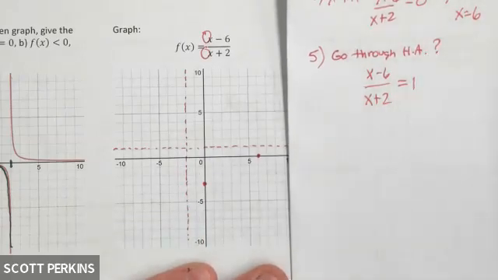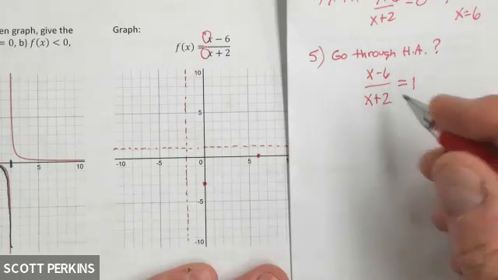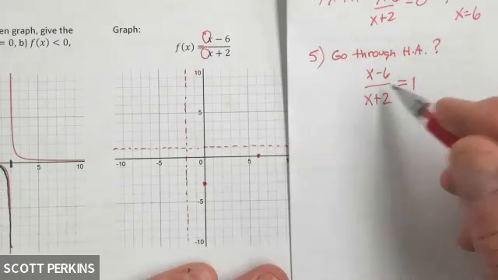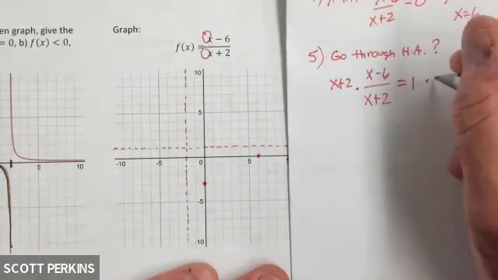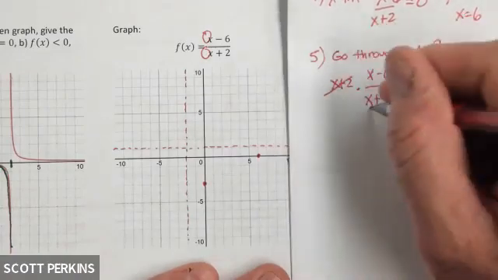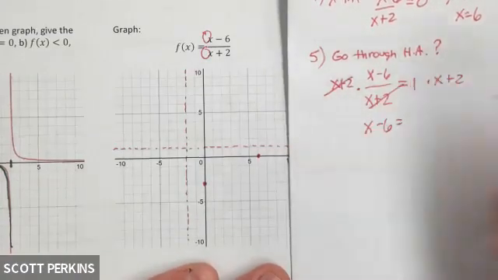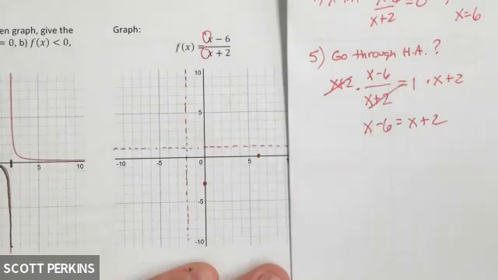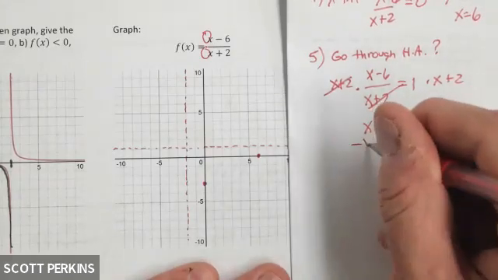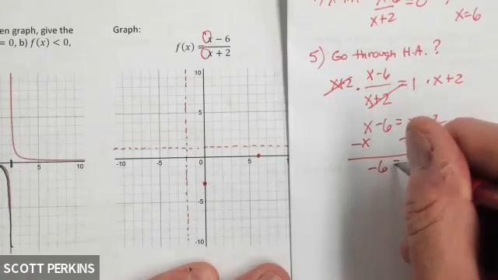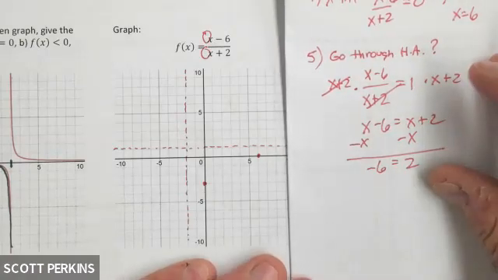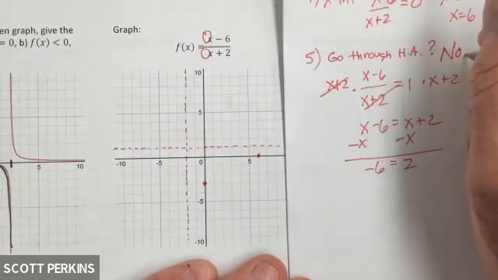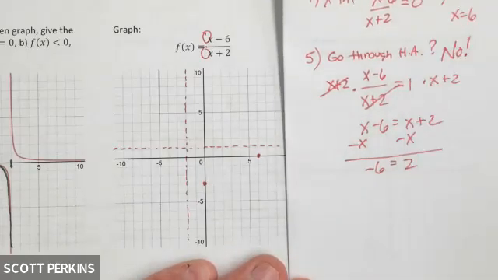So this is what we started off today talking about. In fact, we set this equal to -1 earlier. So I'm just going to multiply both sides by x plus 2. Pretty quick thing to solve. And so I have x minus 6 is equal to x plus 2. And when I subtract x from both sides, you notice that I end up with a contradiction. When I end up with a contradiction, that means it does not go through the horizontal asymptote. So the answer to this question is no. We'll use an exclamation point. We'll be excited about it. No, it does not go through the horizontal asymptote.